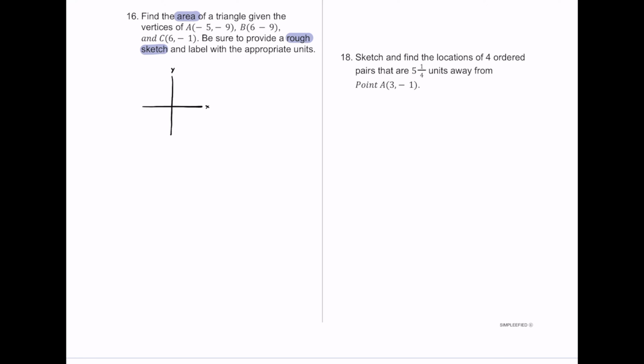Okay, so x and y. Point A is at (-5, -9), so that's going to be 5 to the left and 9 down, maybe somewhere like here. That's going to be my point A.